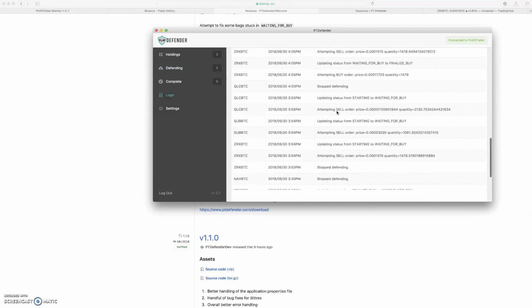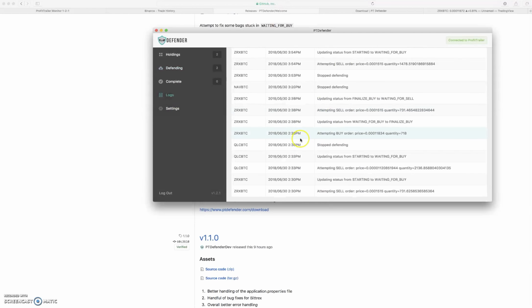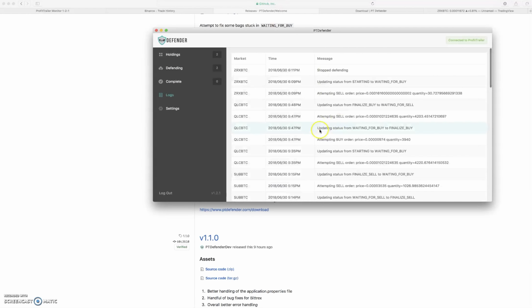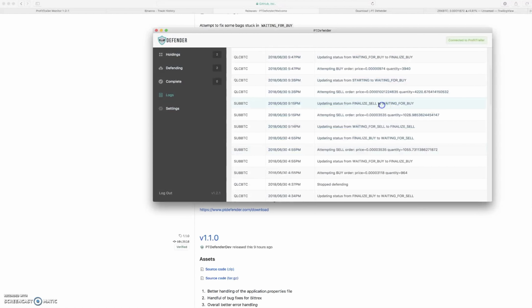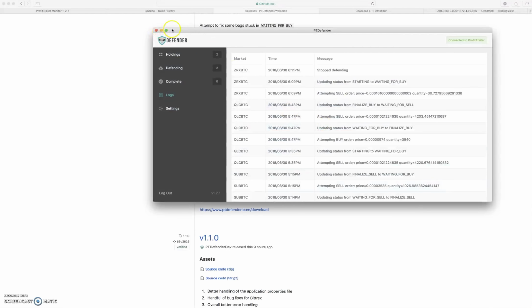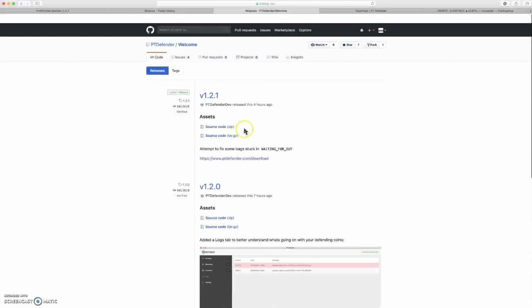If anything comes up red in here, then you know that some information is not going right with the mathematics on the back end. That's really, really cool. Seeing it all white means you're good. You can see exactly what PTDefender is doing, and this is cool stuff. So very good update there. I was really happy with that.